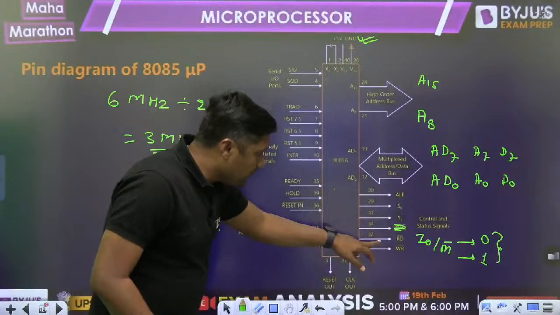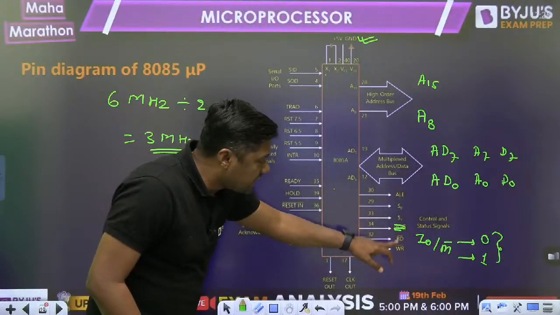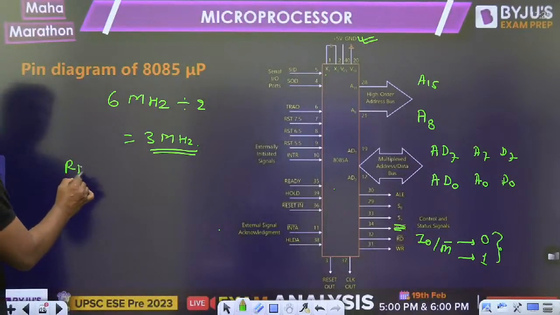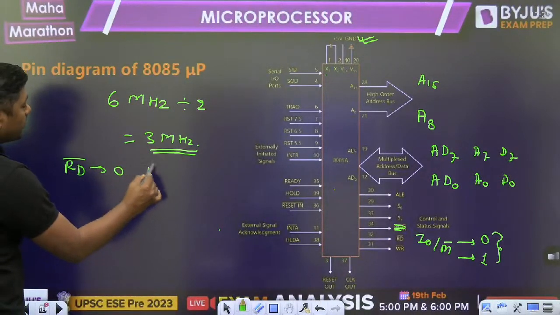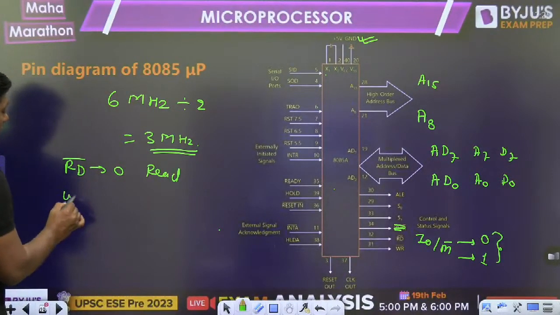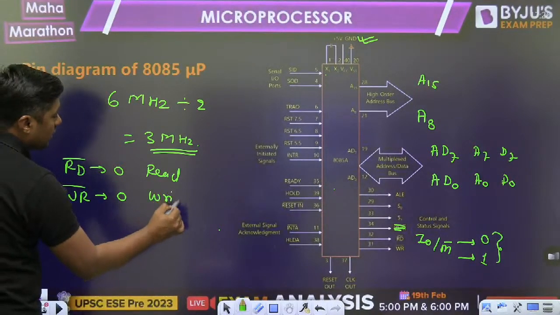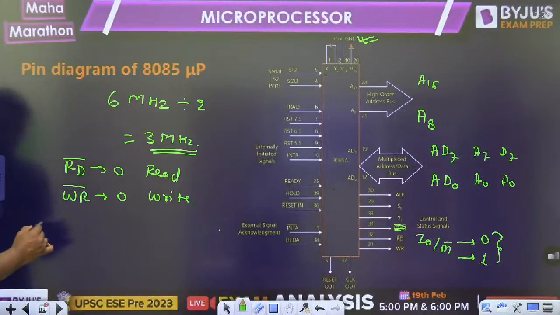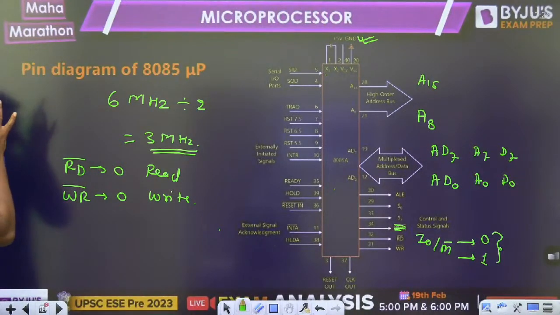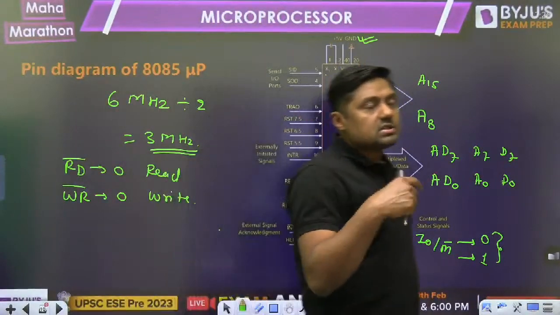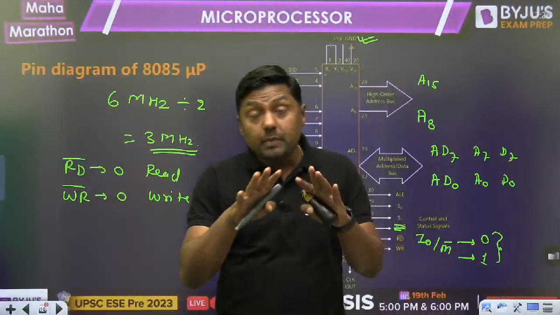So there are 2 pins, read and write, and these are active low pins. Active low pin means, if the read pin is 0, it is a read operation. If the write pin is 0, it is a write operation. But always remember, both will never be 0 simultaneously, because we can't do read as well as write at the same time.